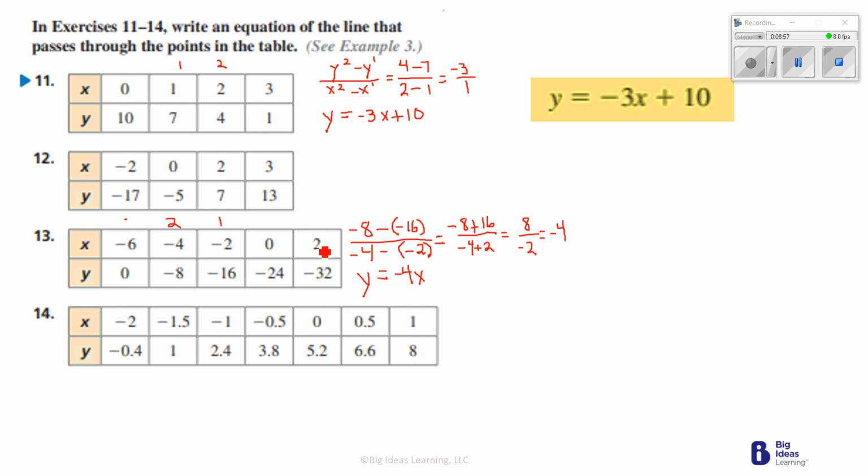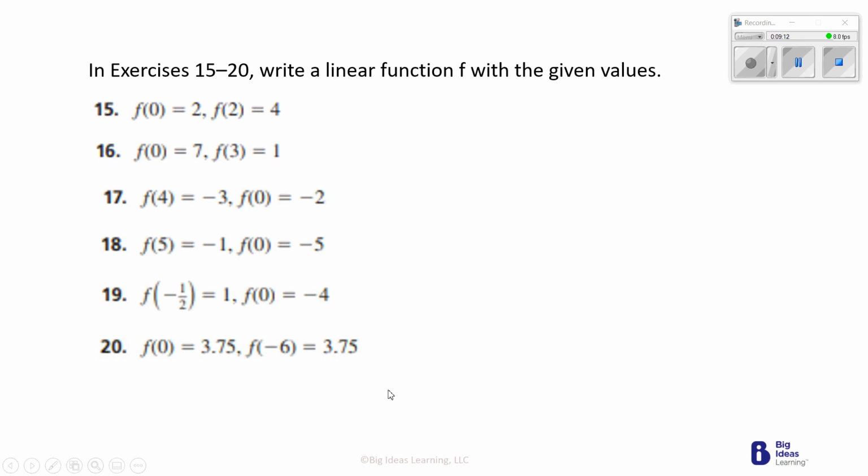Now I got to find out where x is 0. That's y, negative 24. And let's see how we did. I should have y equals negative 4x minus 24. 14 is yours to do. I'm moving on to number 15. Write a linear function f with the given values.